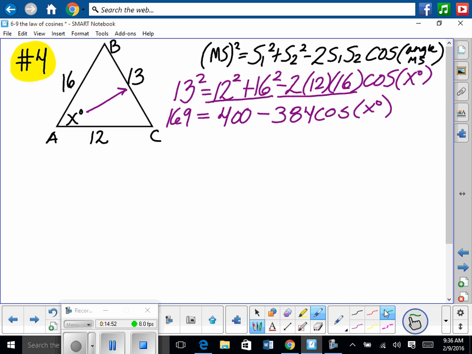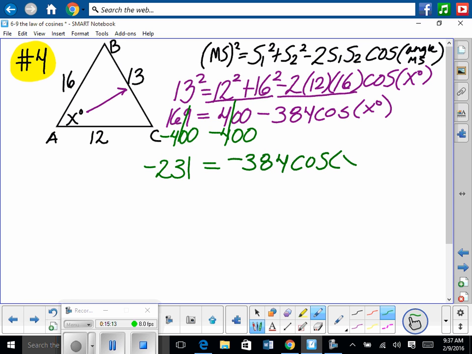Yeah. So we would subtract 400 from both sides, right? So we have 169 minus 400, and you get negative 231. So we have negative 231 is equal to, those add up to 0. We add those up, and we have negative 384 cosine of x degrees. Now here's where people mess up. They say, okay, so I'm going to add 384. No, how is that connected to cosine? Multiplication, right? Well, it undoes multiplication, division. So is everybody caught up to here?